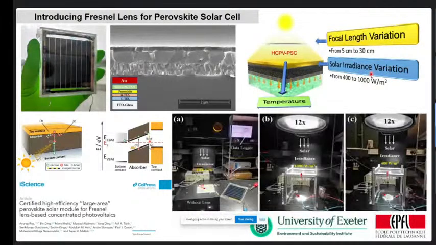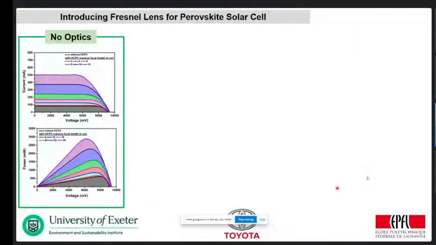And you can see this is the instrument we are using. This is the cell, the perovskite cell. This is the lens, and this is the focal length. We vary this, and accordingly the power of these cells changes. How it changes, I will show you here. You can see this is the current-voltage plot, which we call the IV plot, and this is the power-voltage plot.